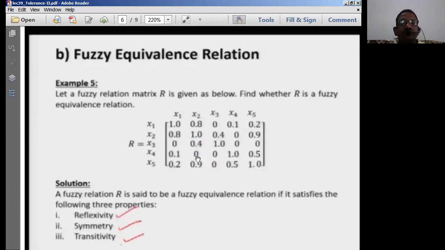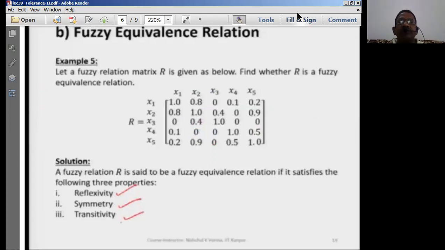Okay. So similarly, let us take up another problem where we test for the fuzzy equivalence relation. Now see the diagonal of the matrix. The diagonal is going to be 1, so therefore it is satisfying the reflexivity. Next, it should satisfy the symmetry property. Symmetry means what? X1, X2 should be the same as X2, X1. X1, X3 should be the same as X3, X1. X1, X4 and X4, X1 are the same. X1, XY should be the same as XY, X1. It is the same. That means it is satisfying the symmetry property.